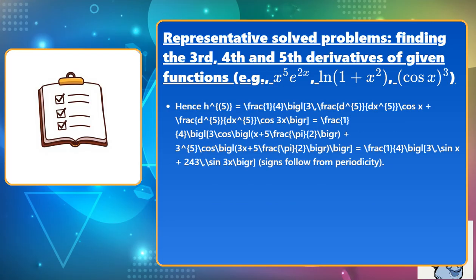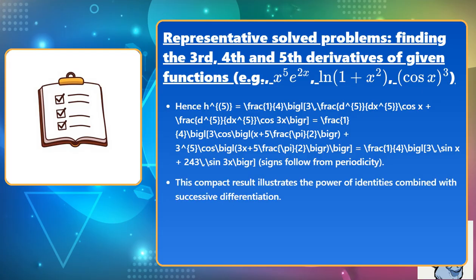Hence h superscript 5 equals 1/4 times [3 times the fifth derivative of cosine x plus the fifth derivative of cosine 3x] equals 1/4 times [3 cosine of (x plus 5 times pi over 2) plus 3 to the 5 cosine of (3x plus 5 times pi over 2)] equals 1/4 times [3 sine x plus 243 sine 3x]. Sines follow from periodicity. This compact result illustrates the power of identities combined with successive differentiation.